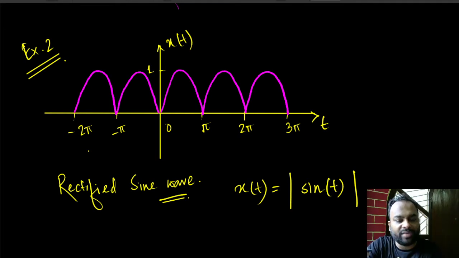But if I do a full wave rectification on it, and mathematically put a mod sign here, the period becomes pi. Of course, after every pi interval, the signal repeats itself, right? So doing the integration from minus pi to plus pi would be wrong, because that is not a full period of the signal. That's twice the full period of the signal, right?